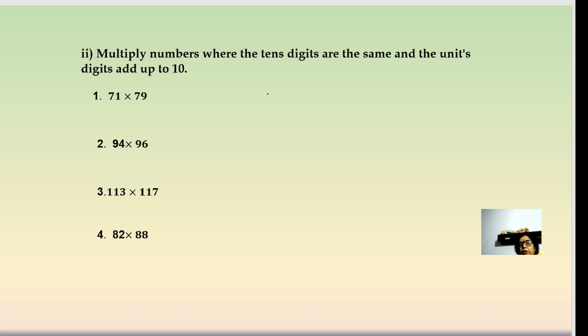Now we move on to the second application. In the second application, what type of numbers do we have? We have to find out the product of two numbers. So here, the numbers should be such that the units digits of the numbers add up to 10. That is the first requisite. Second requisite is the previous digits should be the same. Like here we have 7, 7, 9, 9, 11, 11, 8, 8.